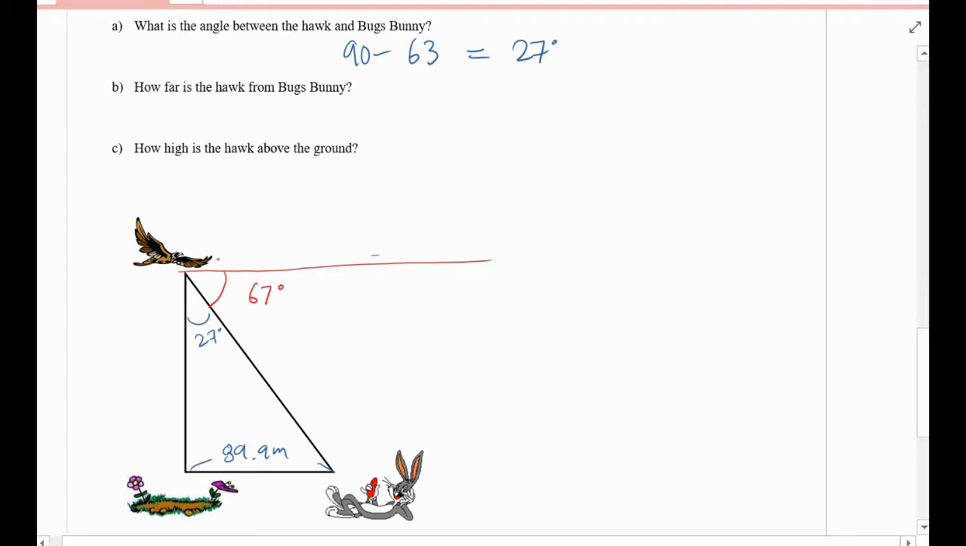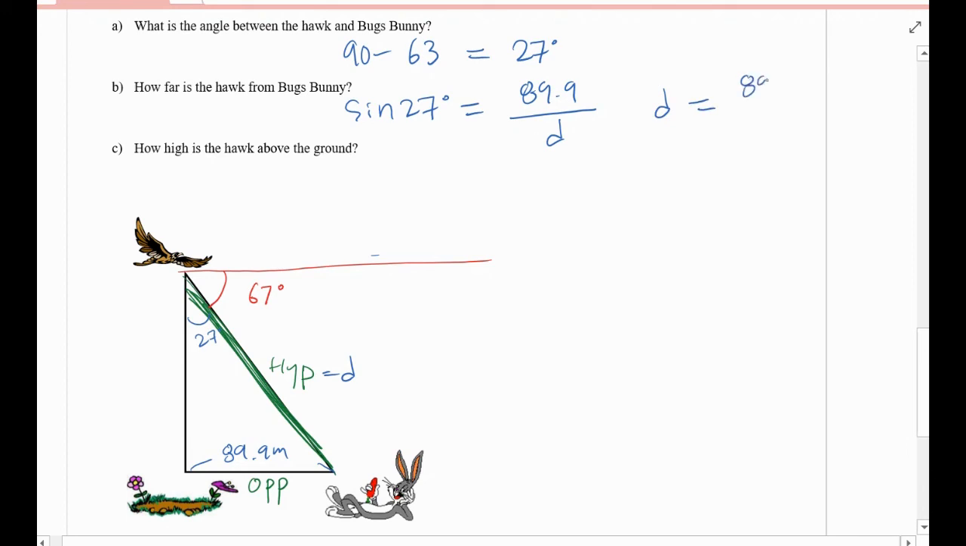And how far is the hog from Bugs Bunny? So we want to know the length here. Okay, so 27 degrees, and this is the hypotenuse, and this is the opposite. So OH. So we're going to use sine 27 equals opposite over hypotenuse. Let this be D for distance. Then the distance is, you can just switch it, 89.9 over sine 27.